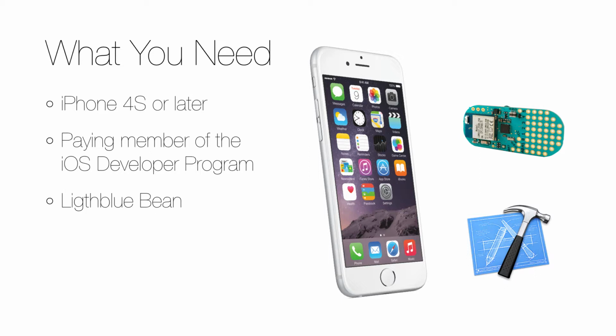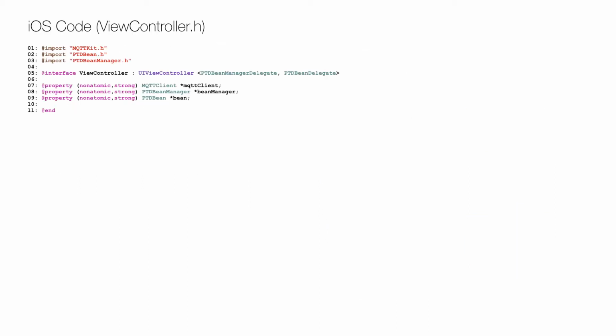Now it's time to open Xcode and create a new project as a single view iOS application, and start by adding the framework Core Bluetooth. You also need to add the LightBlue Bean SDK and MQTTKit libraries to the project. Then you should update the ViewController.h file to look as shown here.